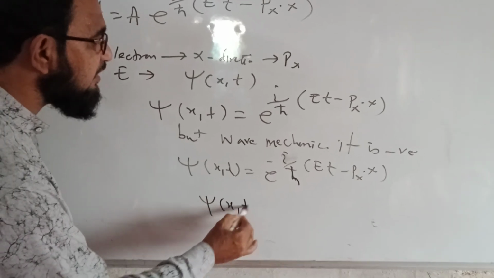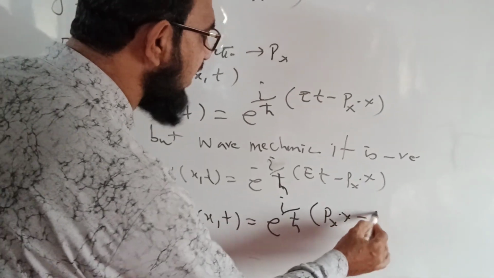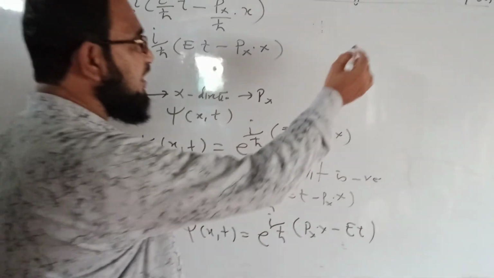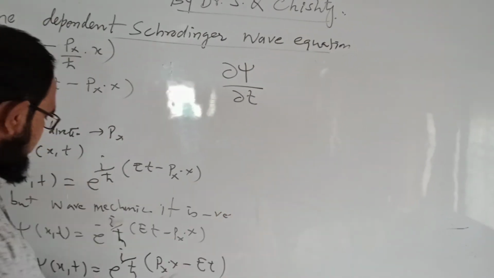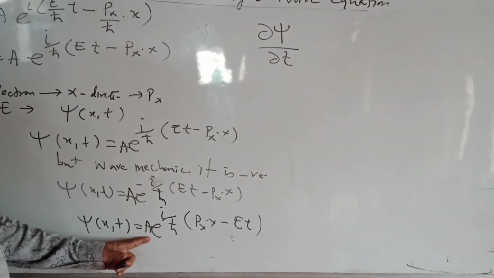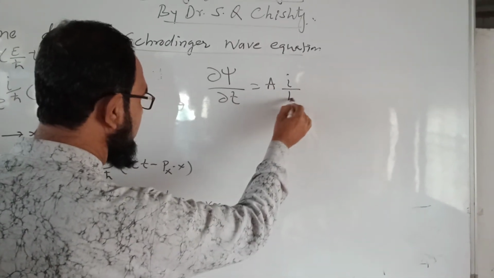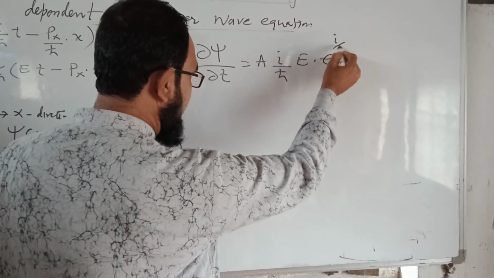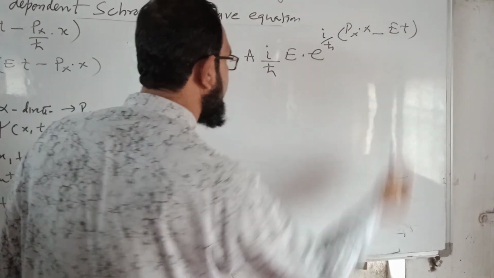Now I will insert this negative sign. Psi of x,t is equal to e raised to power i by h cross (px into x minus Et). Now I will differentiate this equation with respect to t, and I will get here the partial differentiation dou psi by dou t as, here a will be as it is, then dou psi by dou t is equal to a i by h cross into e raised to power i by h cross (px into x minus Et).